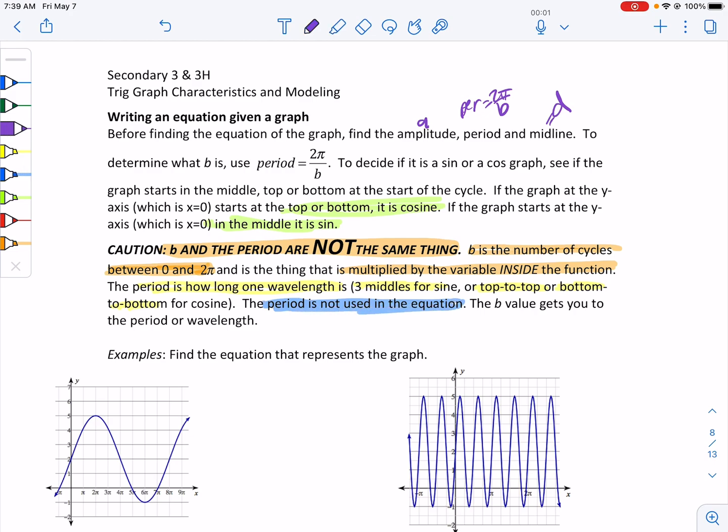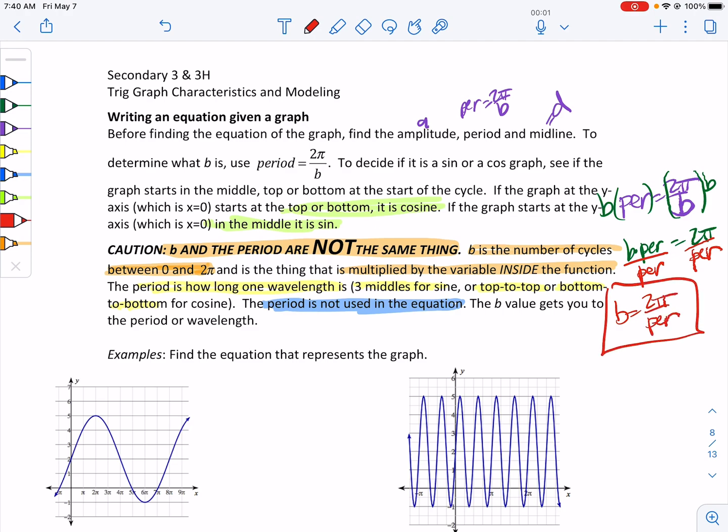Now, if the period is 2 pi divided by B, well, we can use the B value to get to the period, but we can also use the period to get to the B value. So if I solve this for B, I need to get the B out of the denominator, so I'm going to multiply both sides by B. So we have B times the period equals 2 pi. Well, we're trying to get B by itself, so I want to undo timesing by the period, so we're going to divide by the period. So then B is 2 pi divided by the period. So we also have this equation. So remember, the period and the B can be swapped and be true equations.